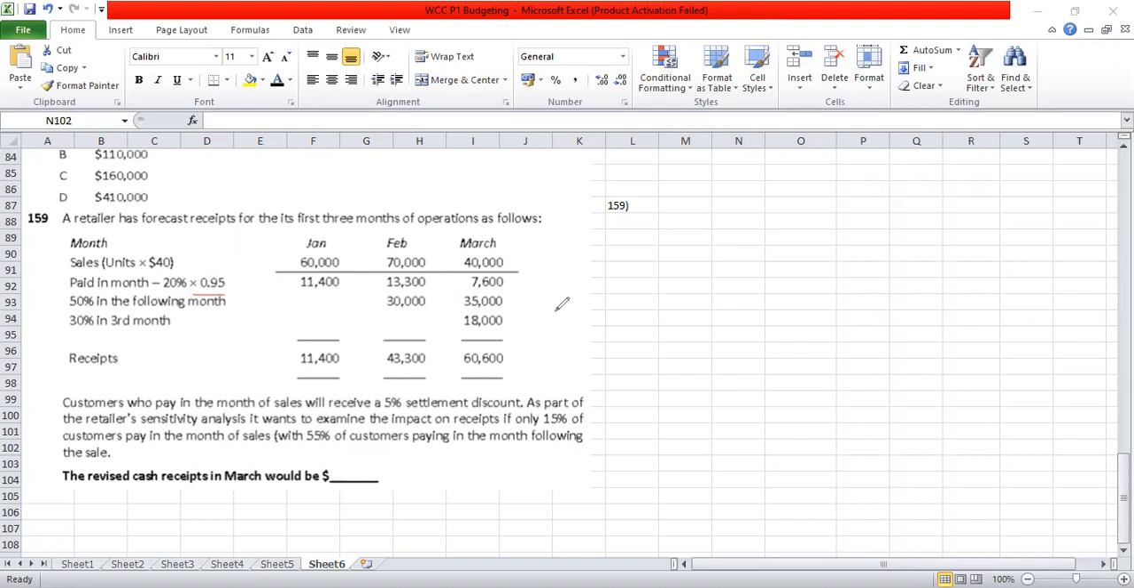But they want to make the changes here. That is to test that instead of 20% of them availing, only 15% would be availing this 5% discount. Then the second month, that's the following month, in place of 50%, it would be 55%. We have to make the changes and observe what impact it has. So that is what we have to prepare, a revised cash budget.